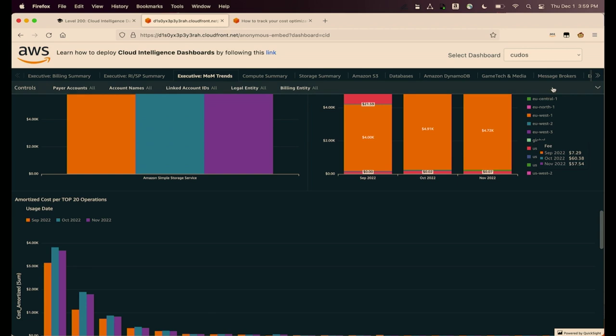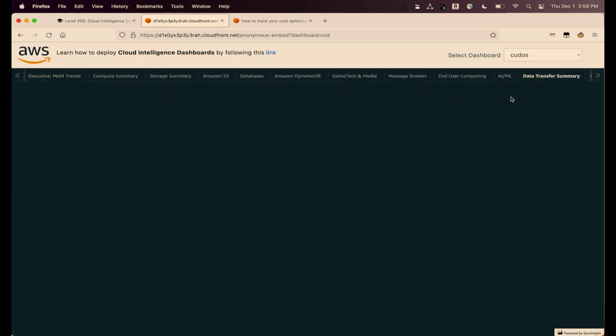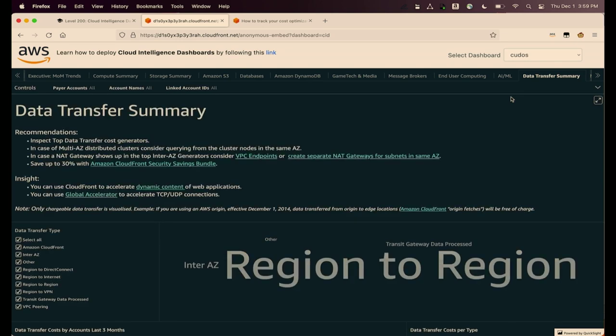Another tab that's really popular here is data transfer. So the data transfer summary tab is where we break out all of the data transfer costs that oftentimes get bundled with other services so that you now know what's going on. Now note, at the top in Kudos, you're going to see a lot of recommendations. These are static recommendations.